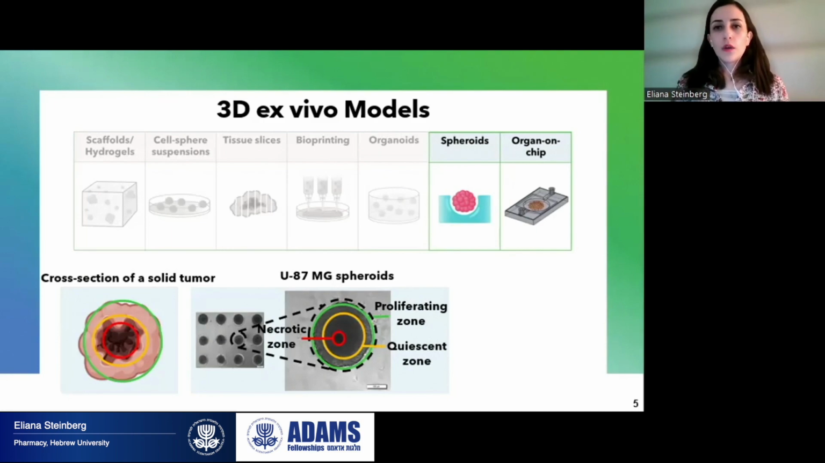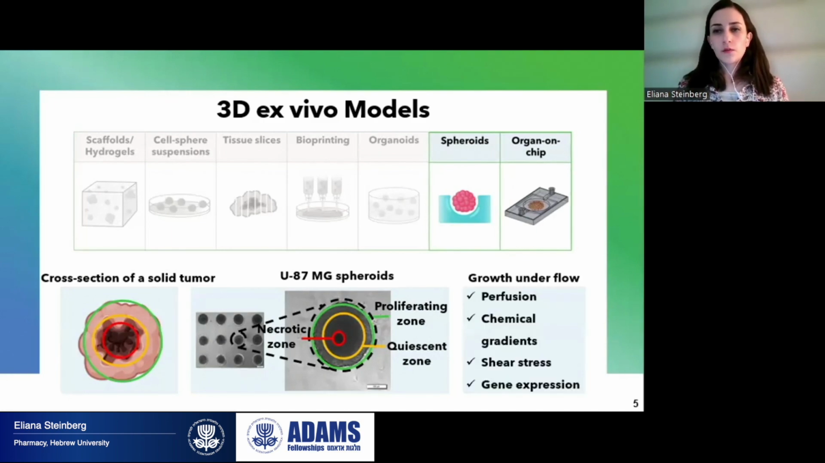tumors. When grown in a chip under continuous flow, there is better mimicking of the tumor by providing chemical concentration gradients, shear stress, and better gene expression profile. In other words, combined, spheroids grown in the chip under continuous flow can provide a good model for mimicking solid tumors.